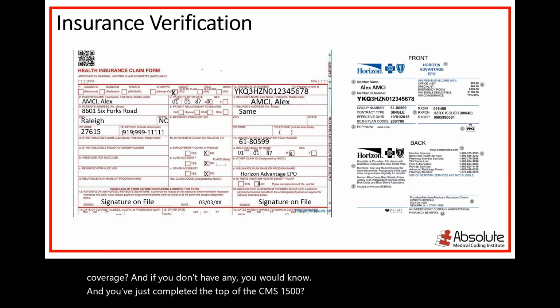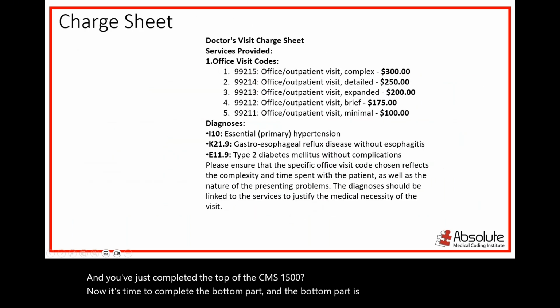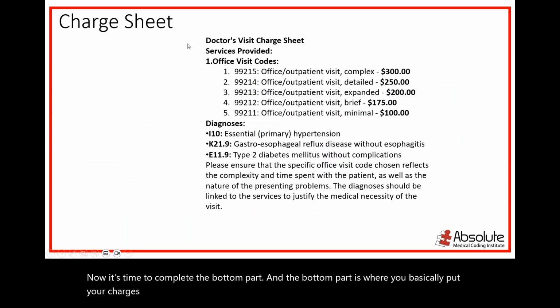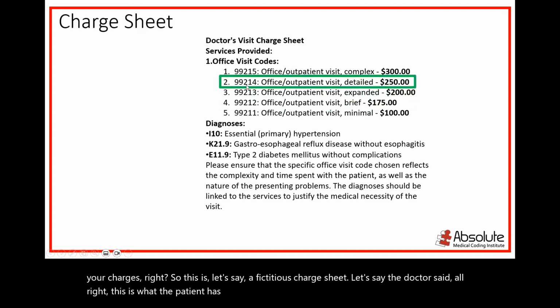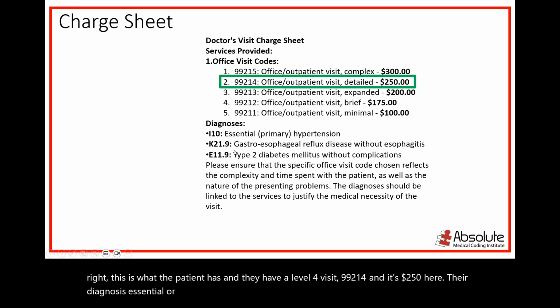Now it's time to complete the bottom part. And the bottom part is where you basically put your charges, right? So this is, let's say, a fictitious charge sheet. Let's say the doctor said, all right, this is what the patient has, and they have a level 4 visit, 99214, and it's $250. Here are their diagnoses: essential or primary hypertension, gastroesophageal reflux, and diabetes type 2. So there's your charge sheet. Go ahead and finish completing your form.